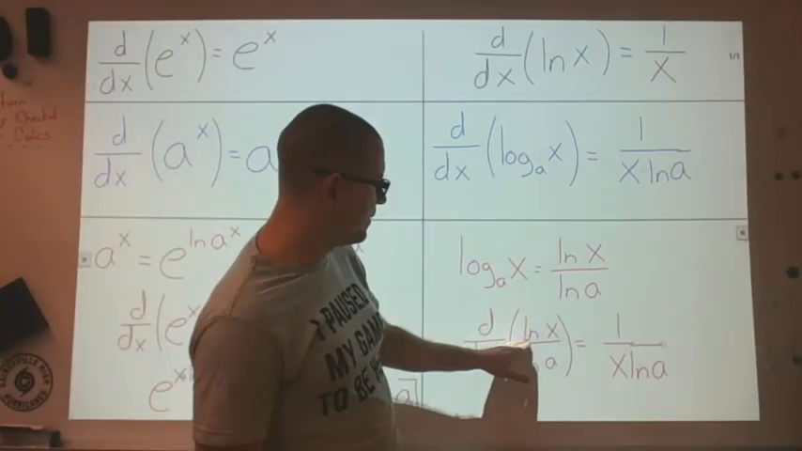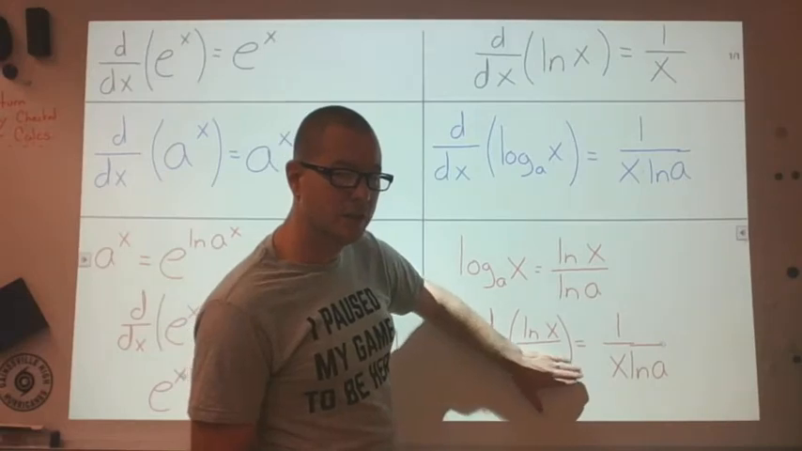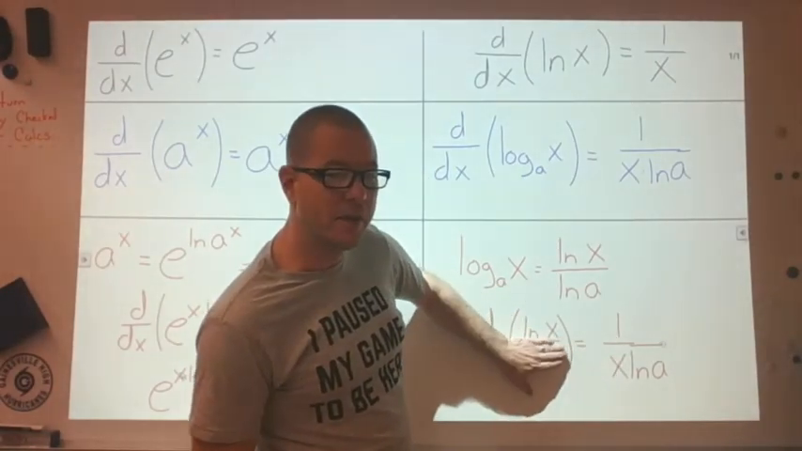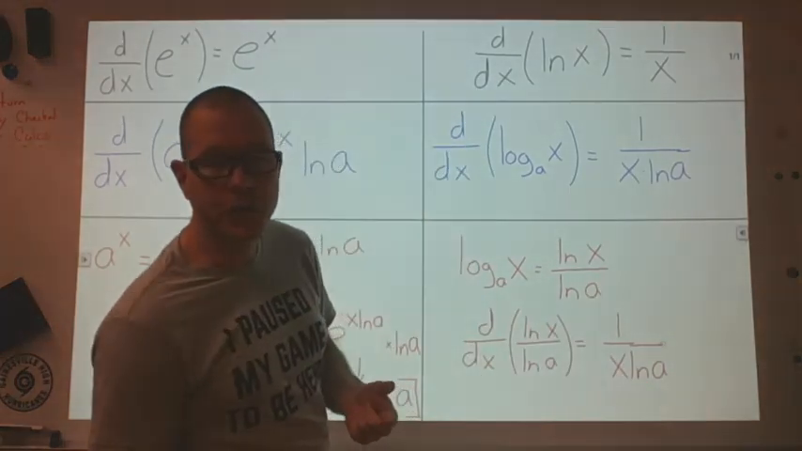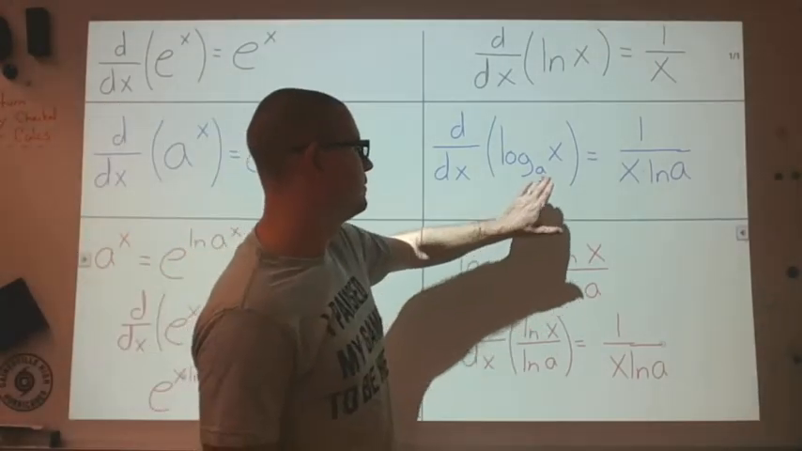So the derivative of the natural log of x over the natural log of a is just the derivative of the natural log of x, 1 over x, and then we carry that constant natural log of a through. So we get that very simple form for that one as well.